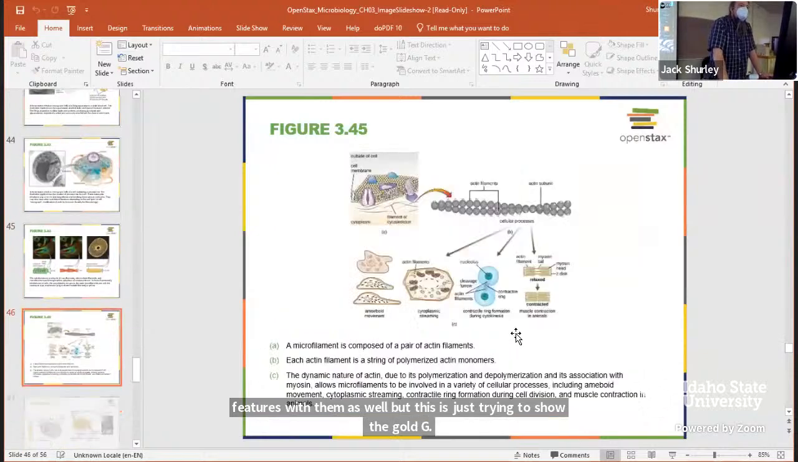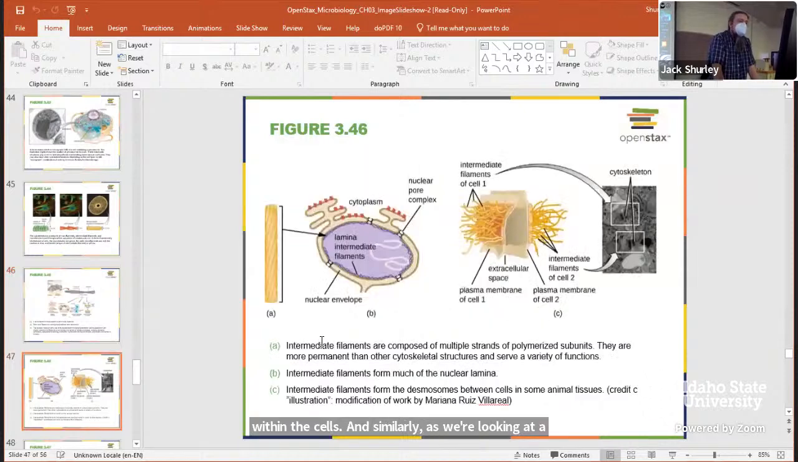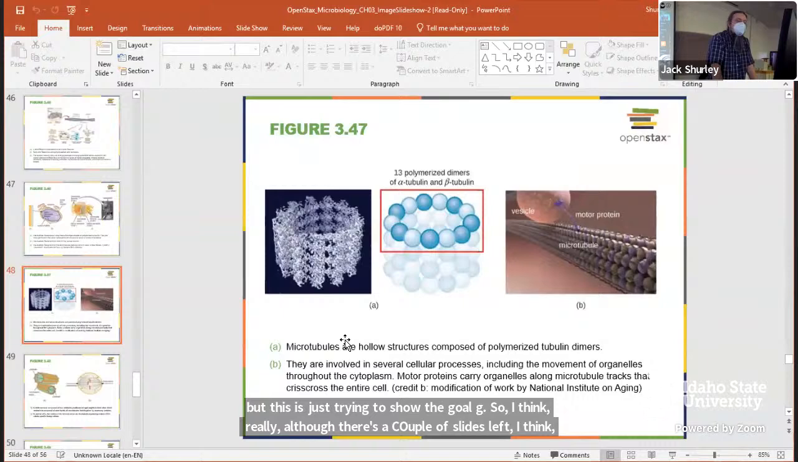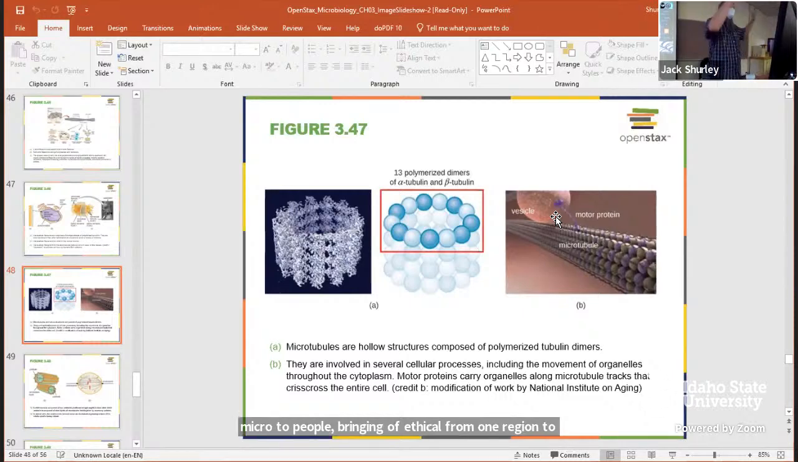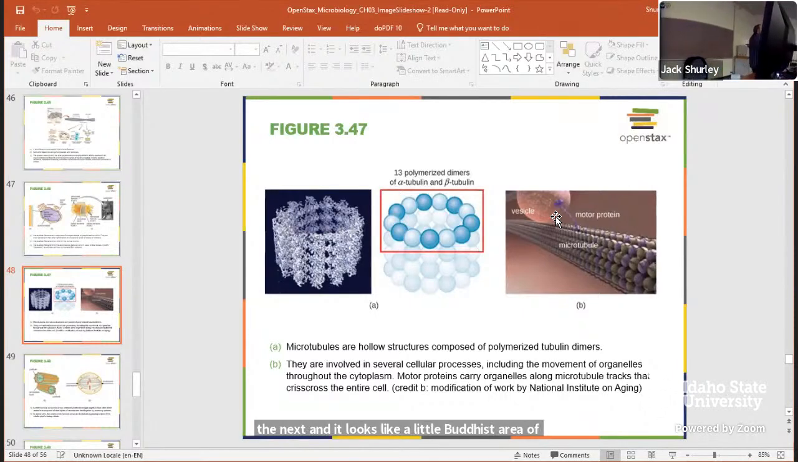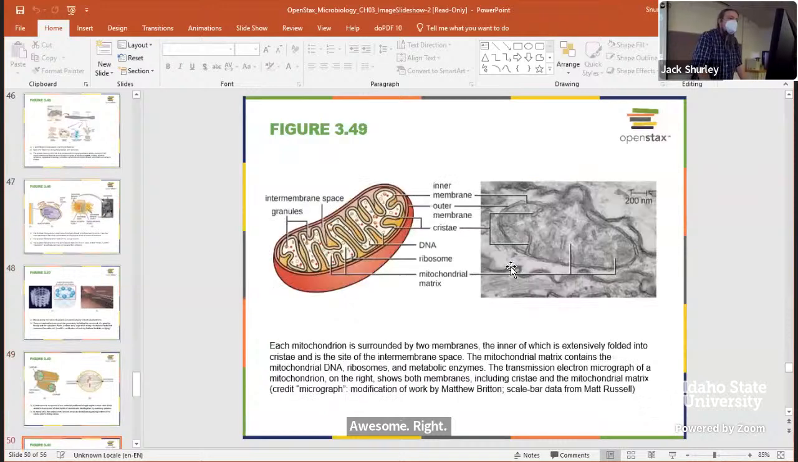So I think, although there's a couple of slides left, for the most part, I have covered everything that really is the focus for the exam. This bit right here, I will tell you, there are some videos that show some of this stuff functioning. This looks like it's caught right off of that. These motor proteins will literally walk along this microtubule, bringing a vesicle from one region to the next. And it looks like a little dude just carrying this thing. Awesome, right? Crazy eukaryotes.